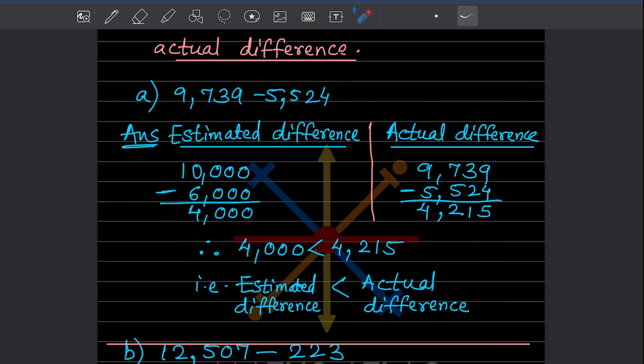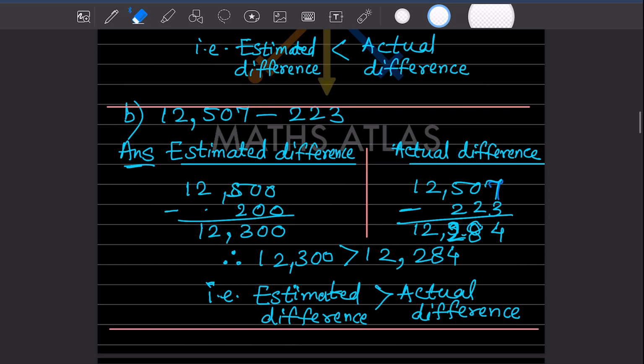So what can you say here? That 4,215 is greater than this, so you open the mouth over here. So the estimated difference is less than the actual difference. Okay. Now look at here.